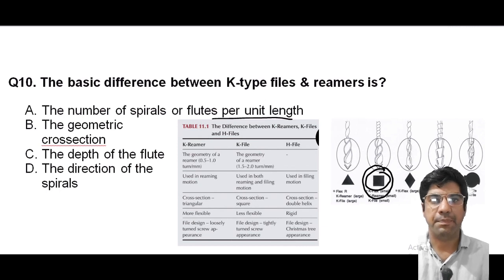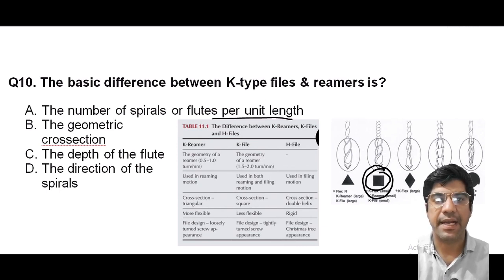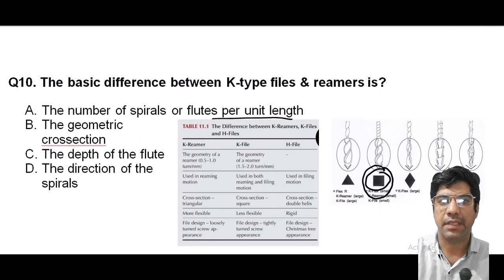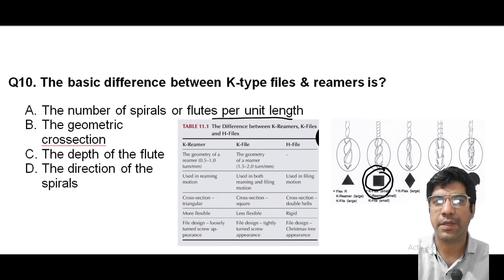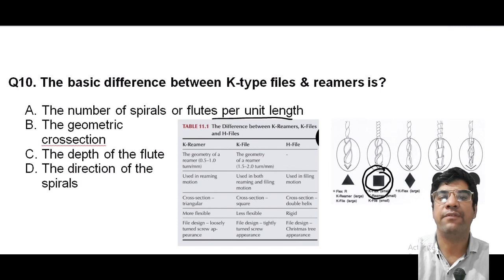Moving to the next question, the basic difference between K-type file and Reamer is the number of spirals or flutes per unit length. The K-type files have multiple spirals or flutes along their length that allow for efficient cutting and debris removal, whereas the Reamers have fewer spirals or flutes per unit length.